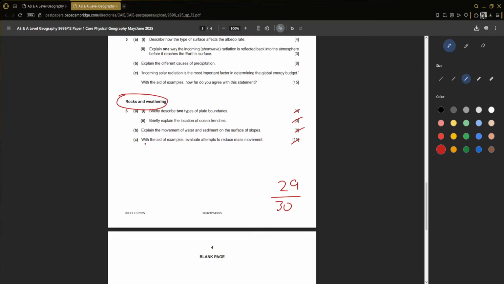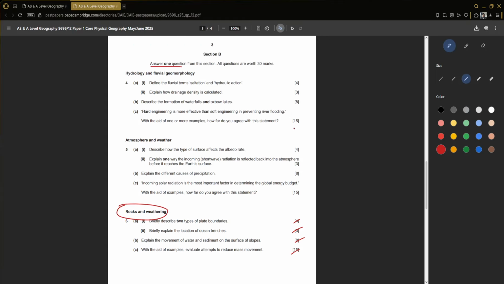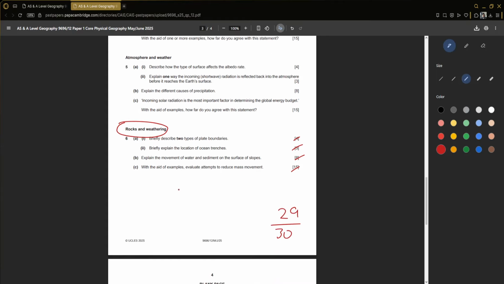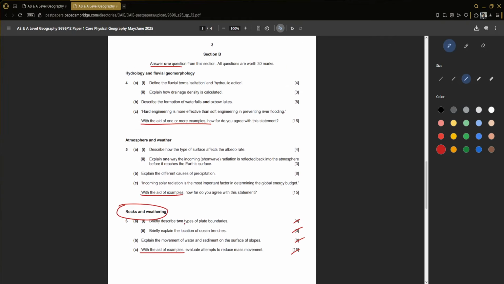For 6C, this is your big case study questions. Every section has the 15 marker, and it wants you to use examples, as you can see, with the aid of one or more examples, with the aid of examples. And these questions always ask something. How far do you agree?